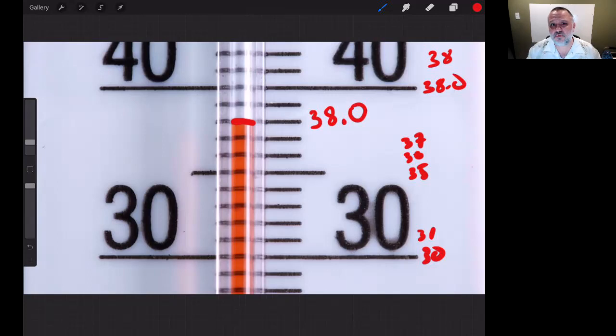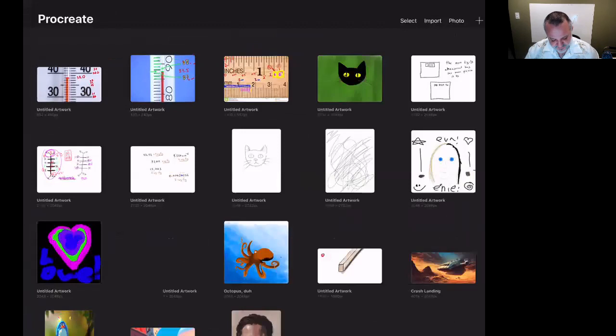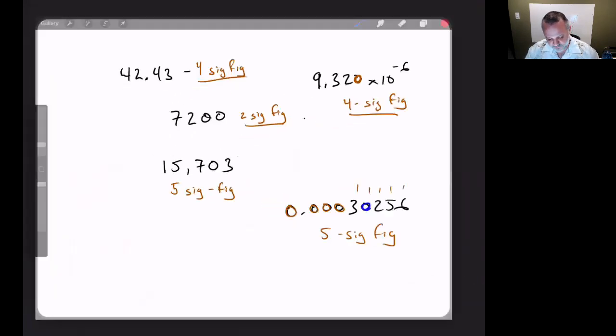It's not 38.2. I know that it's right on the line. It's 38.0. So that's how we do that. And that's really the conclusion of how do we count sig figs, how do we report sig figs from analog instruments, and how do we read analog instruments. Okay, that's the easy part. That is definitely the easy part.